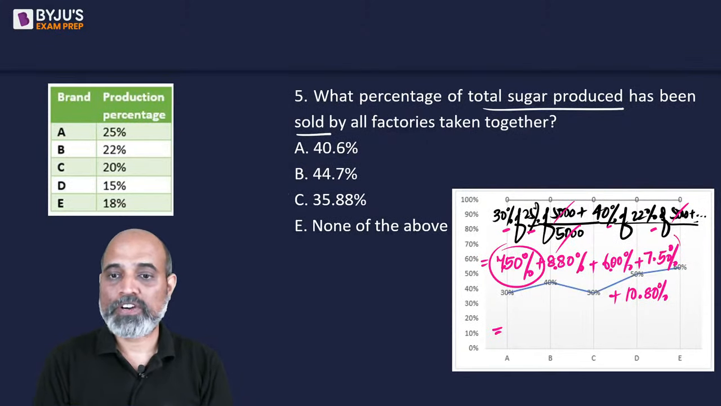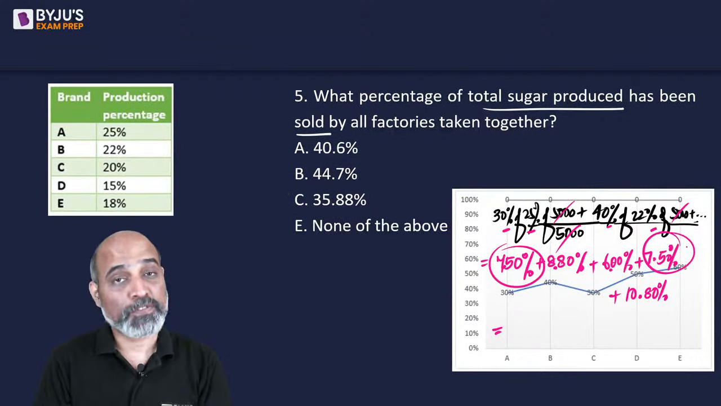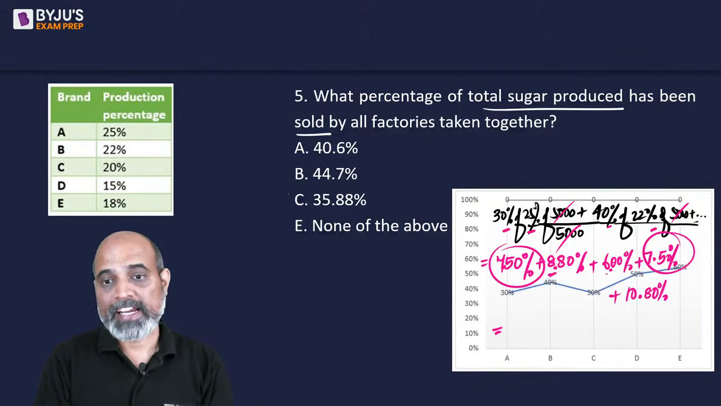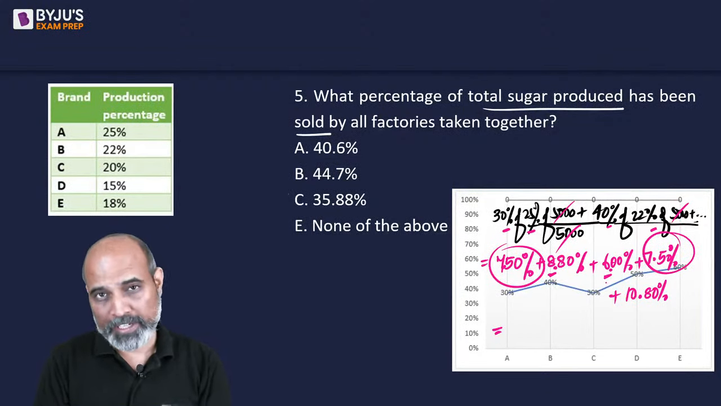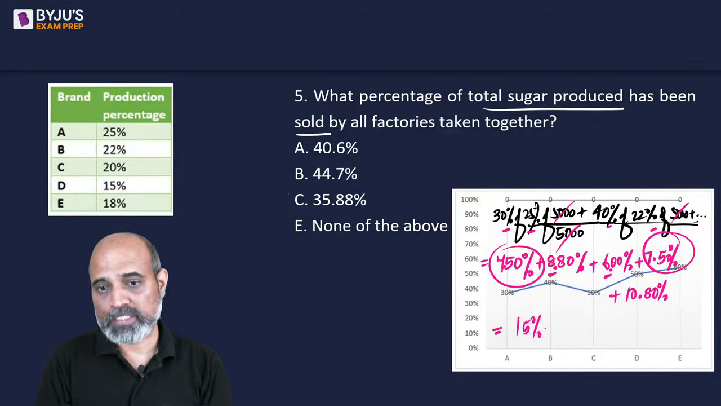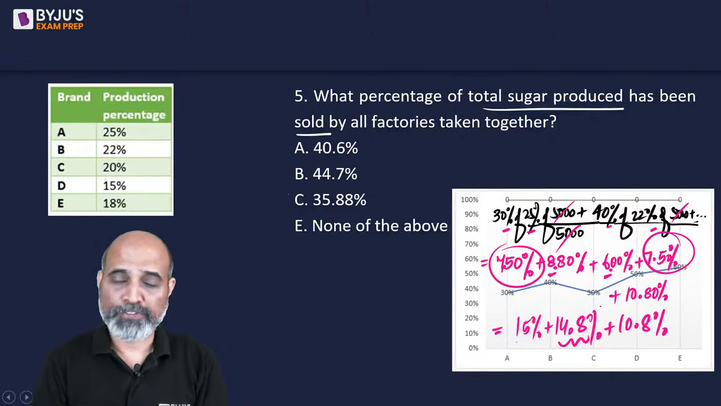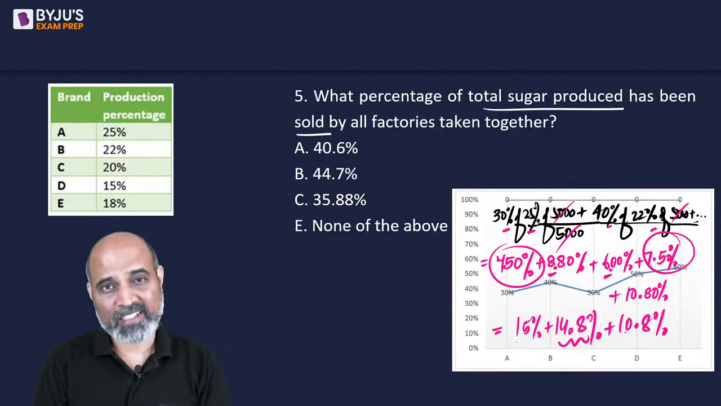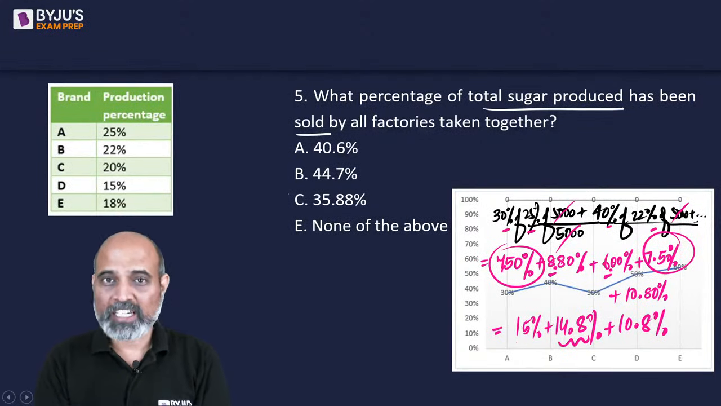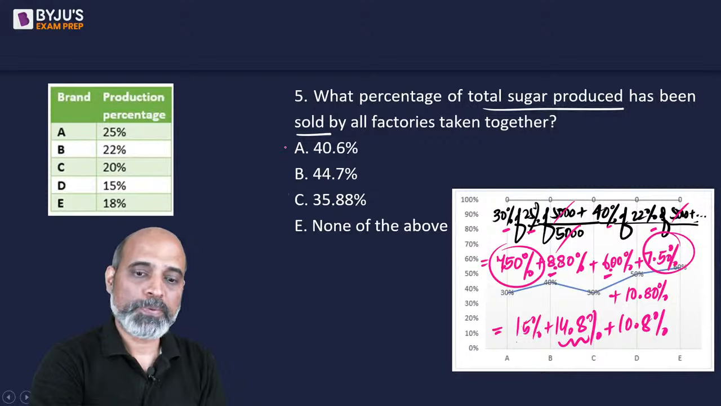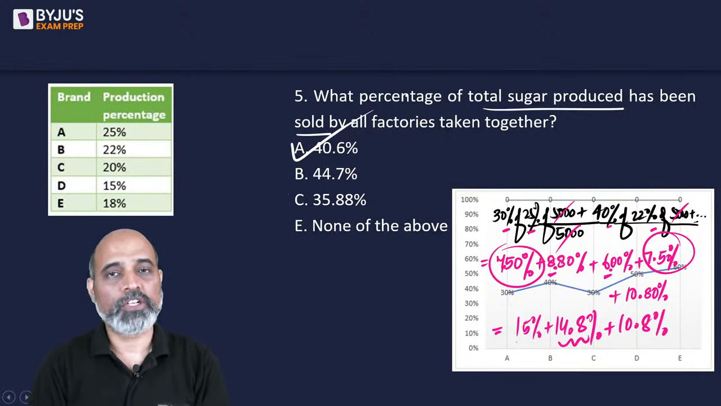Now 7.5 and 7.5 together will give us 15. 8 plus 6 is 14.8. So we have 15% plus 14.8% plus 10.8%. Now if we take this as 15, because the options are pretty far, right? 15 plus 15 is 30, 30 plus 10 is 40, so the one closest to 40.